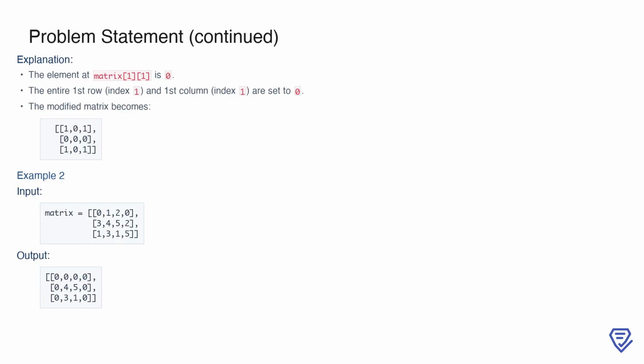Now, consider a slightly larger example. Here, the input is a 3 by 4 matrix. This time, there are zeros at matrix[0][0] and matrix[0][3]. Following the same approach, for each 0, we set its corresponding row and column to 0. The resulting matrix is 0 0 0 0, 0 4 5 0, 0 3 1 0. This demonstrates how the problem scales to larger matrices and handles multiple zeros effectively.